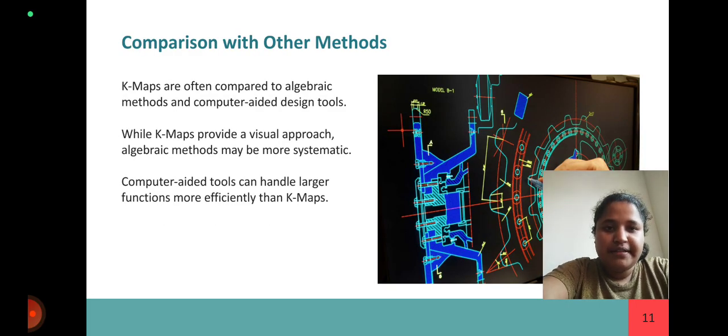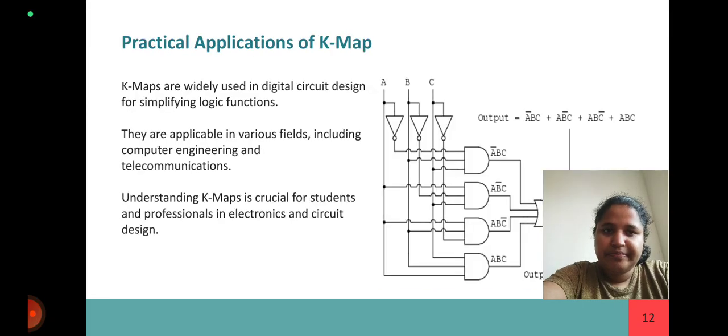Comparison with other methods. K-maps are often compared to algebraic methods and computer-aided designs. While K-maps provide a visual approach, algebraic methods may be more systematic. Computer-aided tools can handle larger functions more efficiently than K-maps.